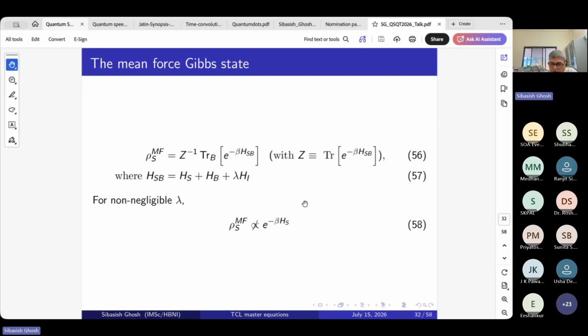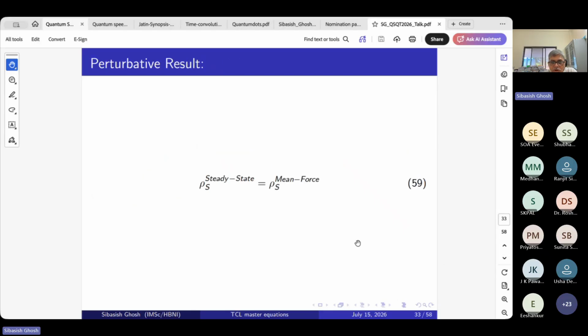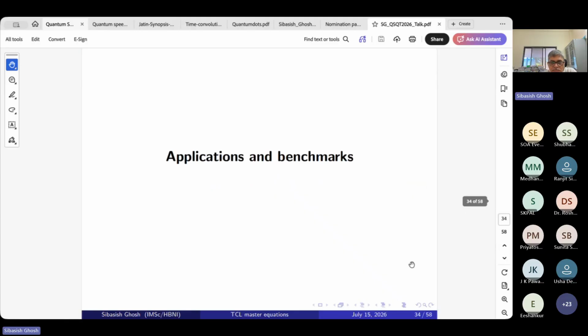So the system steady state will not be the thermal state, in general, whenever you have an interaction strength which is not quite negligible, it is weak but not negligible. So our result says that the steady state for the higher order TCL, second and fourth order, the system steady state, is equal to the mean force Gibbs state of the system. Okay, so this is what we have shown. I am not going into the derivation.